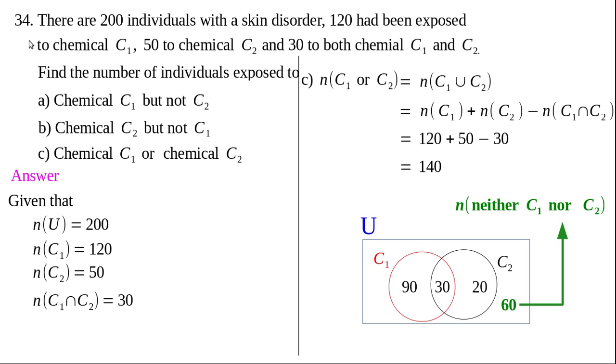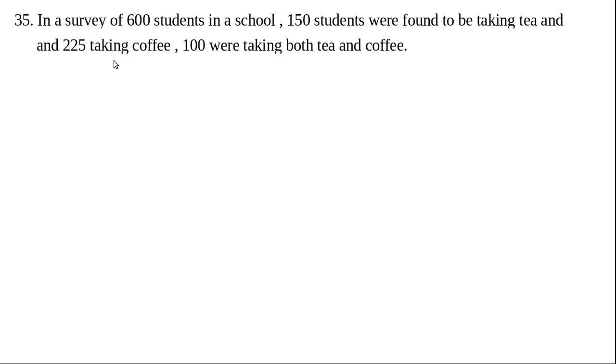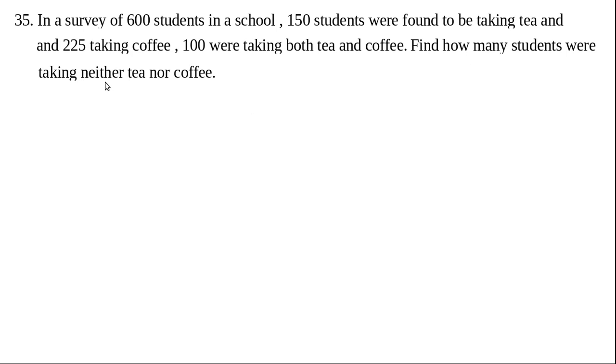Now the answer to question number 35. Let us see what question number 35 is first. In a survey of 600 students in a school, very important question, 150 students were found to be taking tea and 225 taking coffee, 100 were taking both tea and coffee. Then find how many students were taking neither tea nor coffee. Very, very important question. Okay, now let us answer it.